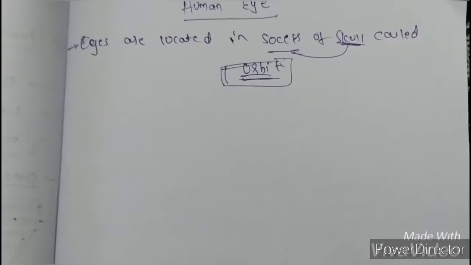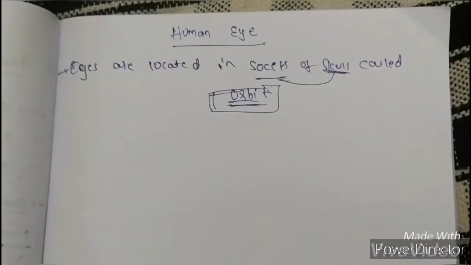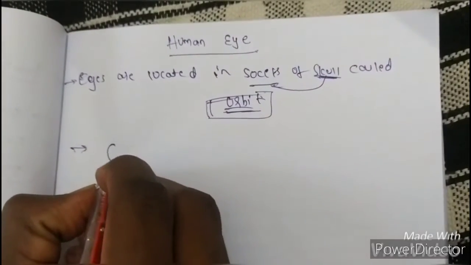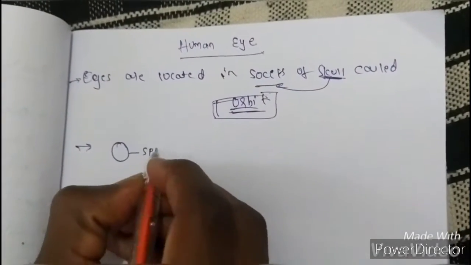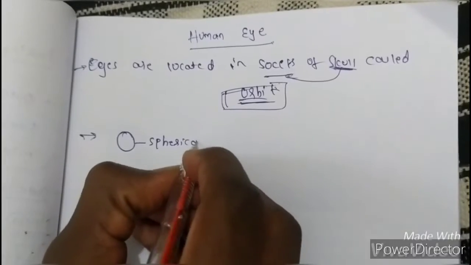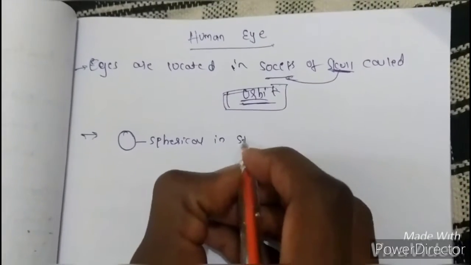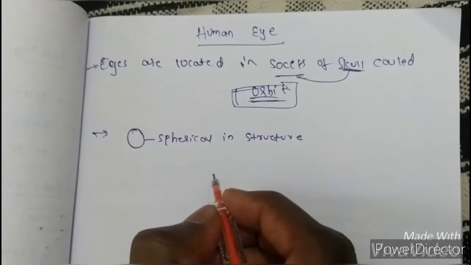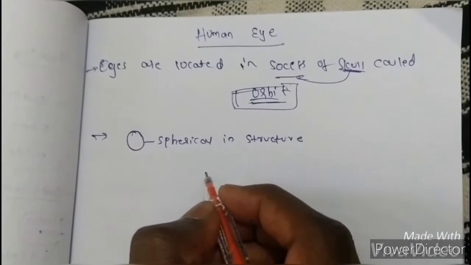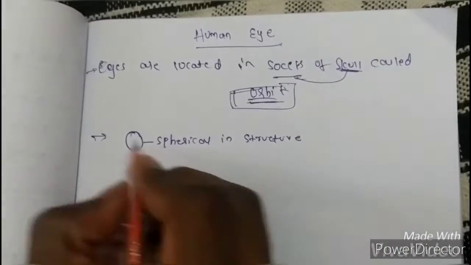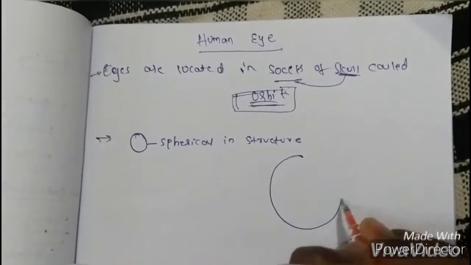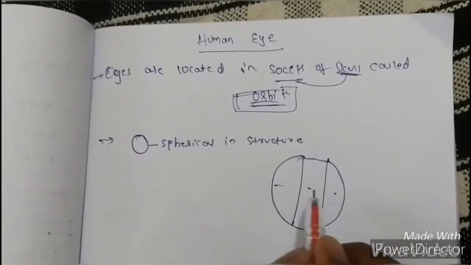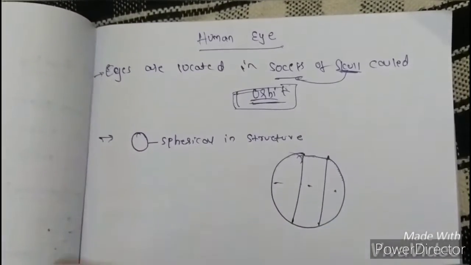Next, let us study the parts of the eye. The adult human eyeball is a spherical structure. The wall of the eyeball is composed of 3 layers. Means we have the eyeball, and this eyeball has 3 layers: 1, 2, 3. There are 3 different layers.